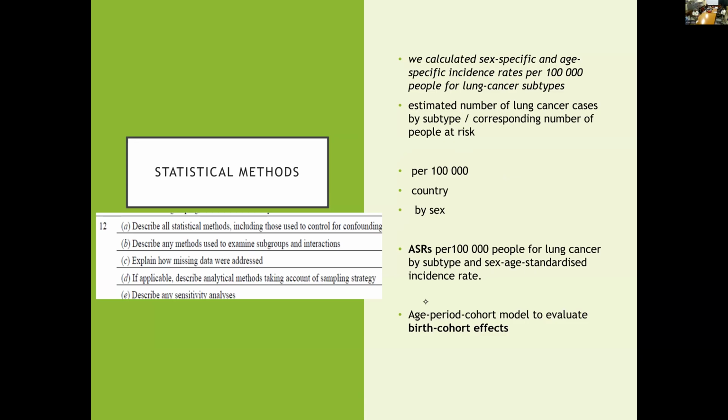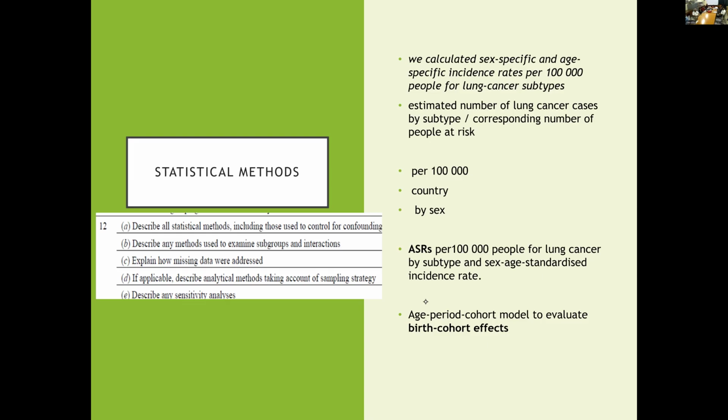Statistical methods. Describe all the methods, so we will go one by one. Was anything used for confounding? They have calculated gender-specific, age-specific incidence rates per 100,000, and they looked at each lung cancer by histological subtype and the corresponding number of people at risk. They have reported by country, and each by gender. They have reported this incidence as ASR per 100,000.